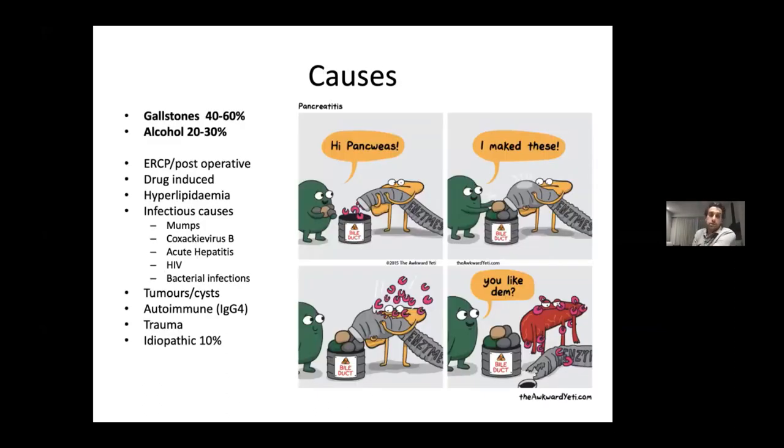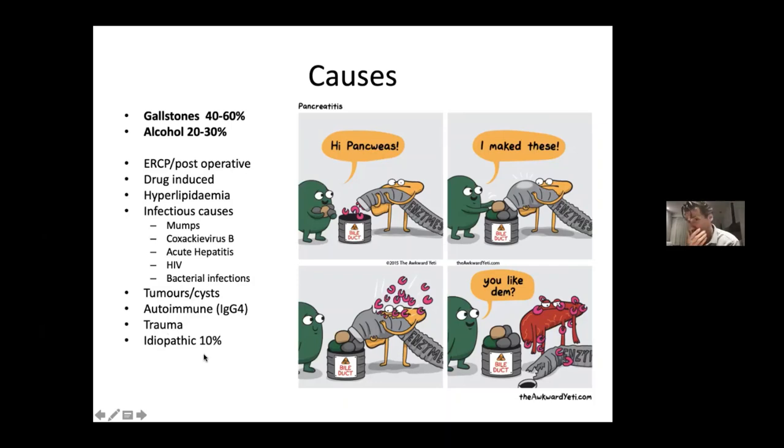So causes of pancreatitis, I think the main causes obviously are gallstones, up to 60%, and alcohol is a good second. This depends a bit on the country, as there are some countries where the alcoholic percentage is higher than others, but these are the main things. And then there's ERCP, as people can develop pancreatitis after ERCP, and then there's drug-induced and infectious causes. A tumor or cyst can cause pancreatitis. There's an autoimmune disease called autoimmune pancreatitis, and IgG4-related pancreatitis is quite a common one. Trauma can cause pancreatitis, and there are unknown causes as well in 10%.